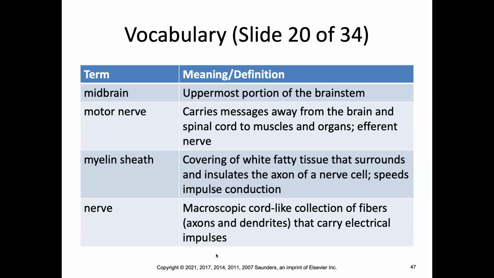And I talked a little bit about the myelin sheath earlier when we were talking about MS, multiple sclerosis. And you can imagine that if that covering gets stripped off or damaged or destroyed, it slows down the impulse conduction. And what happens if your impulse conduction is slowed down? How does that impact? So think about that if you happen to do any research on multiple sclerosis.